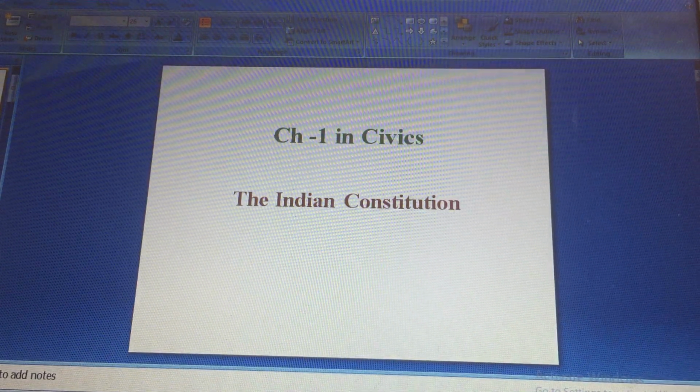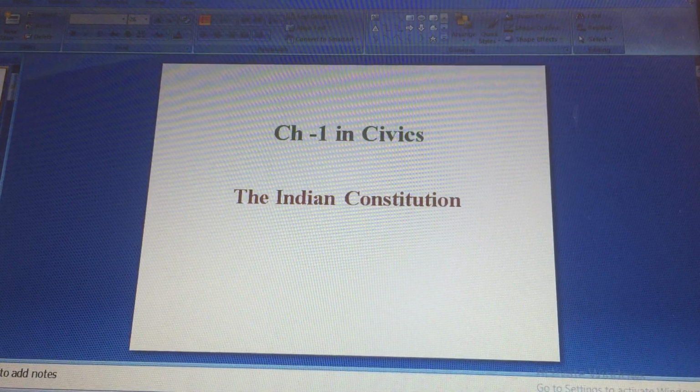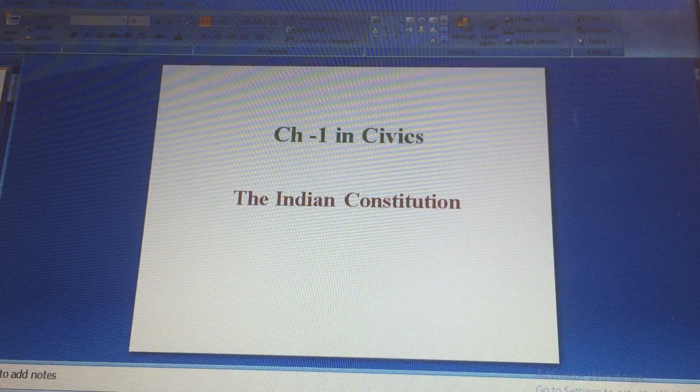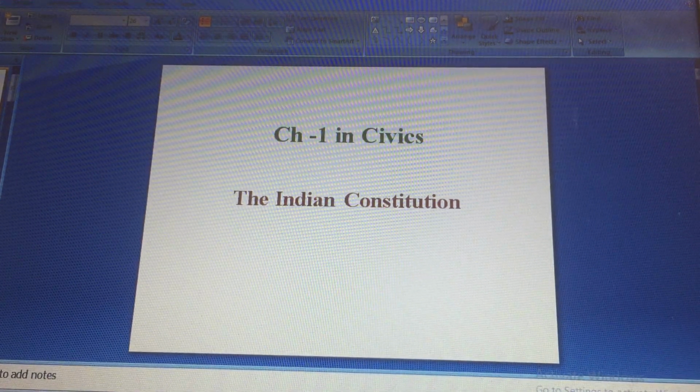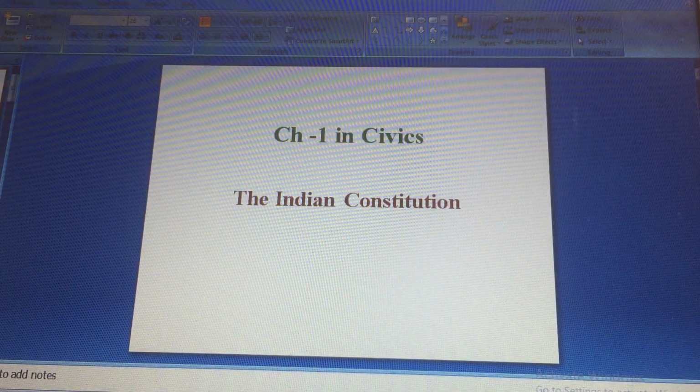Today, we are starting with social and political life, that is civics. And we'll be starting with chapter 1 in civics, which is the Indian Constitution.